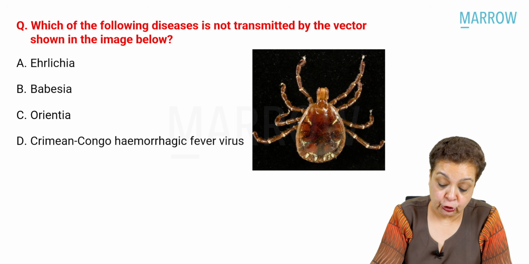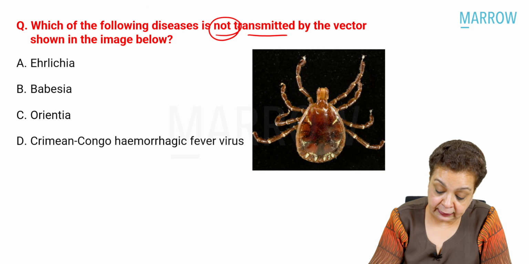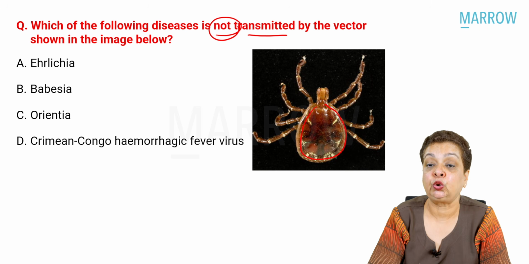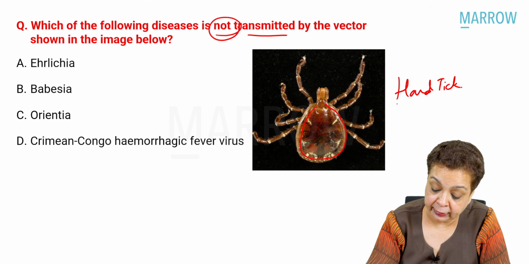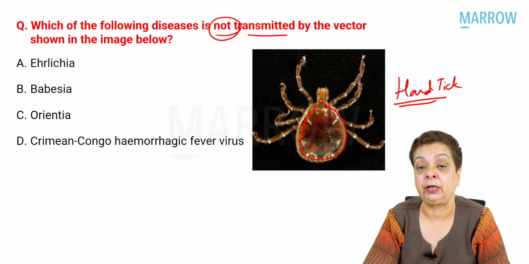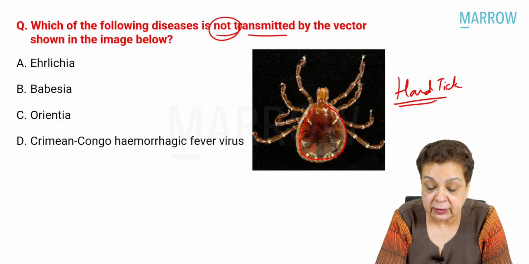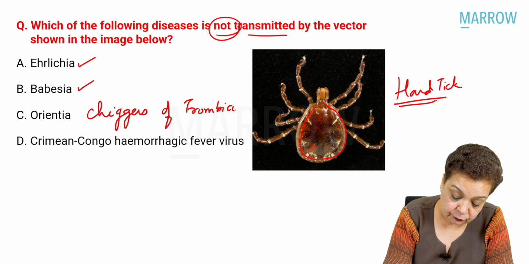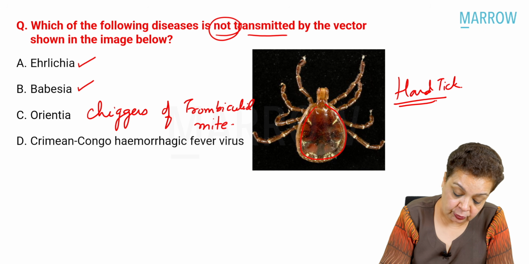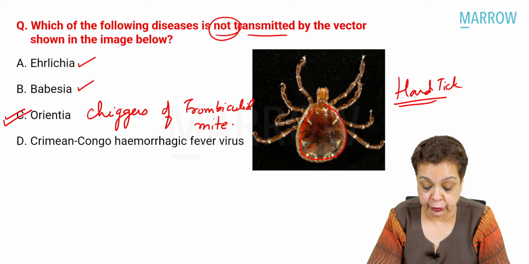Which of the following diseases is not transmitted by the vector shown in the image below? So here we can see this is the hard shell, also called the scutum, on the surface of this insect. So this is a hard tick. Identifying vectors is very, very important: hard tick, soft tick, body louse, chiggers, rat flea, etc. So which of them is not transmitted via hard ticks? Listeria, yes. Babesia, yes. Orientia is transmitted by chiggers of the trombiculid mite. And Crimean Congo hemorrhagic fever, yes, it is transmitted by hard tick. Our answer to this is Orientia.